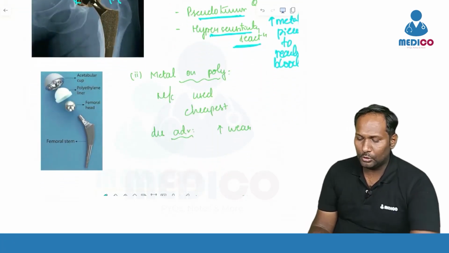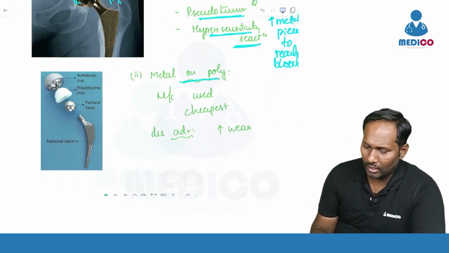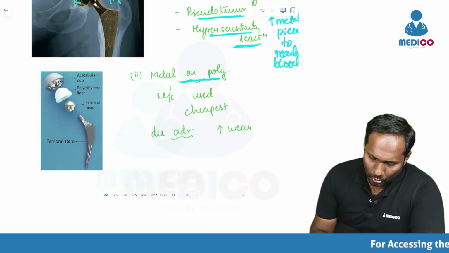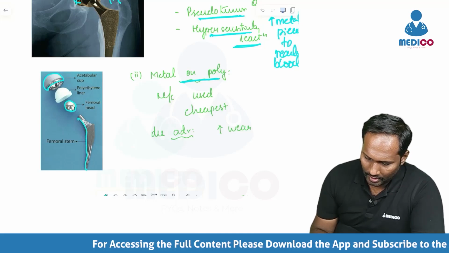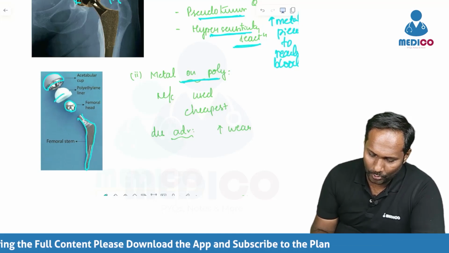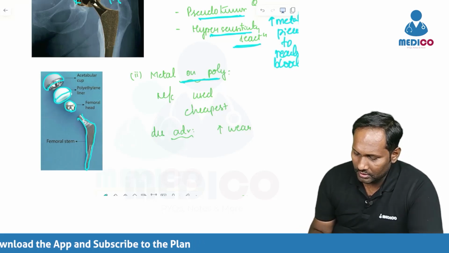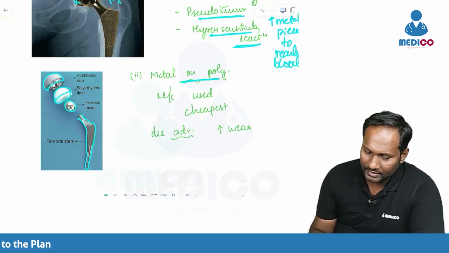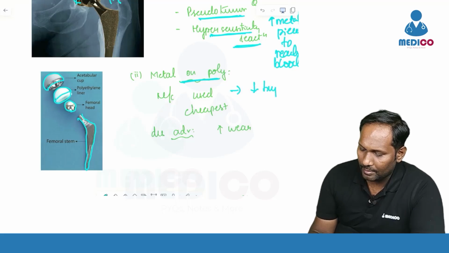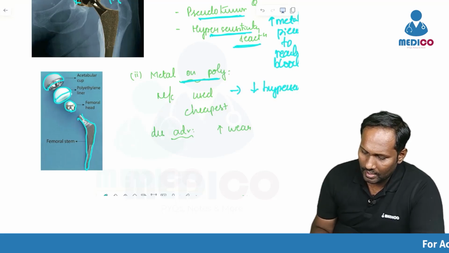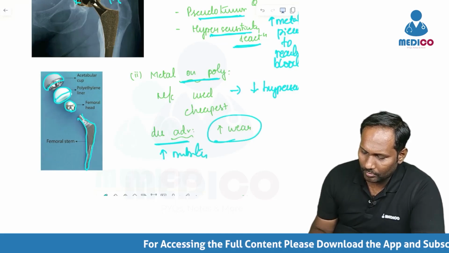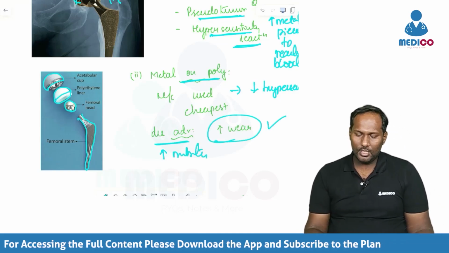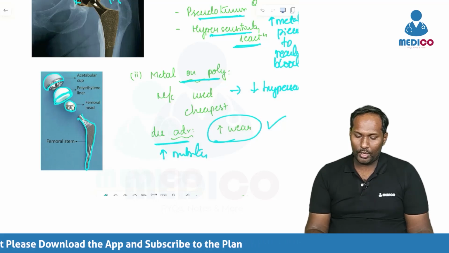The next most commonly used is metal on poly, where you have a metallic acetabular cup, a metallic femur component, but like the TKR, you have a poly liner. The advantage is it decreases hypersensitivity, but the disadvantage is, since it gives better mobility, it would cause increased wear. This is the most commonly used, metal on poly. The metal is articulating on the poly.